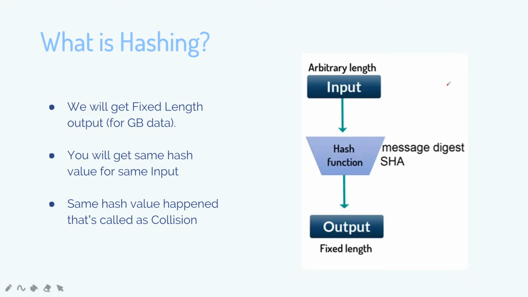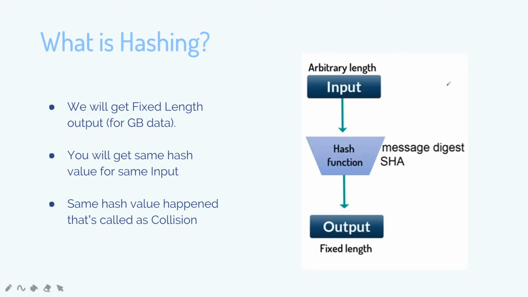For example, if you give 1 GB of data to convert using hashing, it will give a fixed-length output value. You will get the same value for the same input. For example, I am Kamlesh.